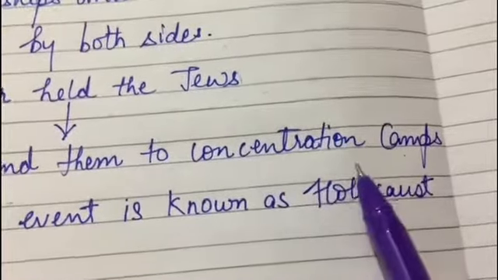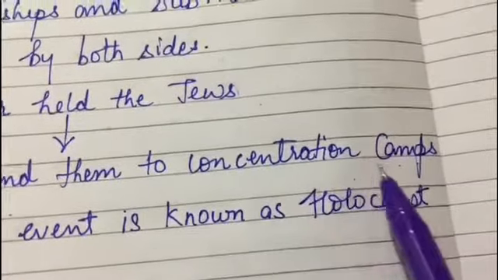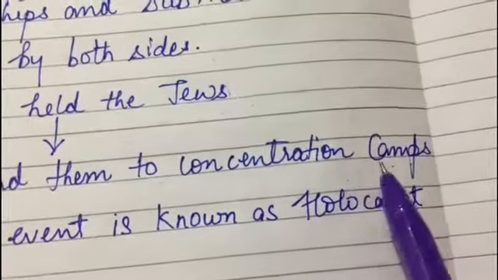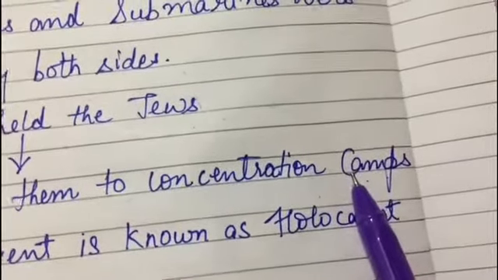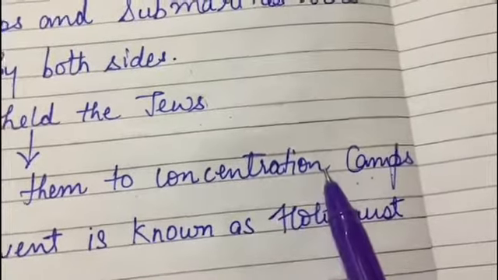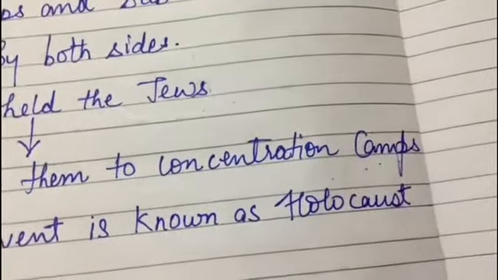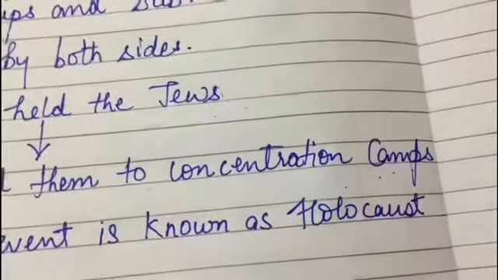Now what are concentration camps? Concentration camps, they are basically a prison. It is basically a prison where people were starved and tortured. Starved means लोगों को भूखे रखा जाता था and they were also tortured.